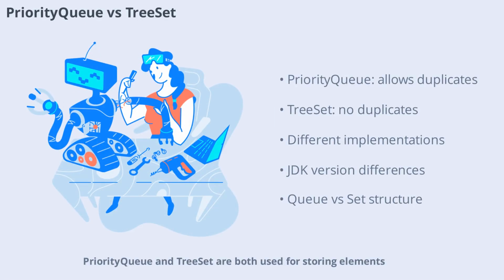PriorityQueue and TreeSet are both used for storing elements, but they have distinct characteristics. PriorityQueue allows duplicate elements and is implemented by the PriorityQueue class, using a queue as the underlying structure. TreeSet does not allow duplicates, is implemented by the TreeSet class, and uses a set as the underlying structure. PriorityQueue was introduced in JDK 1.5, while TreeSet came in JDK 1.4.